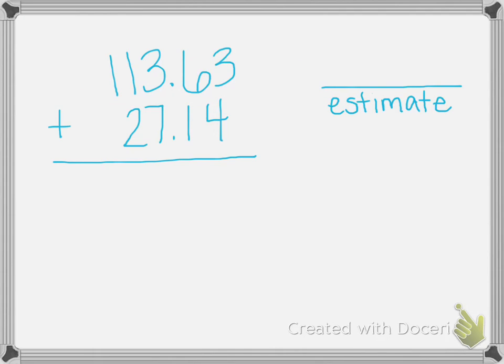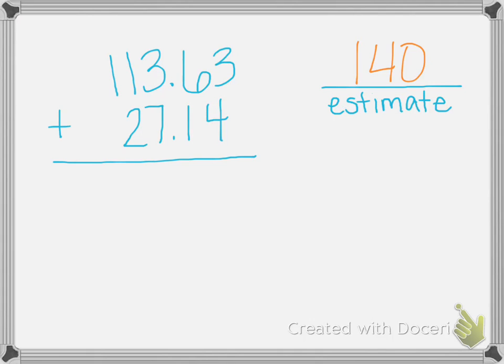And the last one has 113 and 63/100ths plus 27 and 14/100ths. So if I were to estimate, I would just ignore my decimals for right now, and I would do 113 plus 27. So again, 7 plus 3 is 10. Carry the 1. It'd be about 140 would be my estimate.